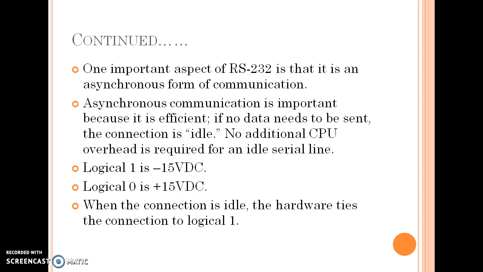One important aspect of RS-232 is that it is an asynchronous form of communication. Asynchronous communication is important because it is efficient. If no data needs to be sent, the connection is idle and no additional CPU overhead is required for an idle serial line. There are two logic levels. Logic level 1 is minus 15 volt DC and logic 0 is plus 15 volt DC. When the connection is idle, the hardware ties the connection to logic 1.